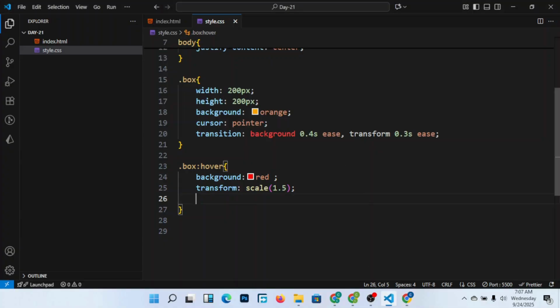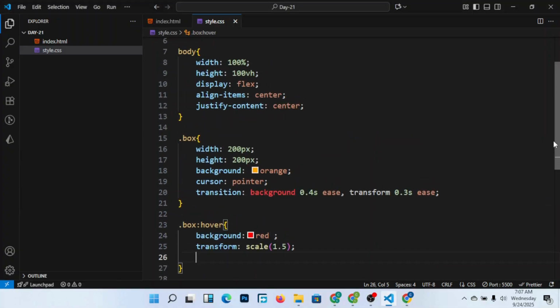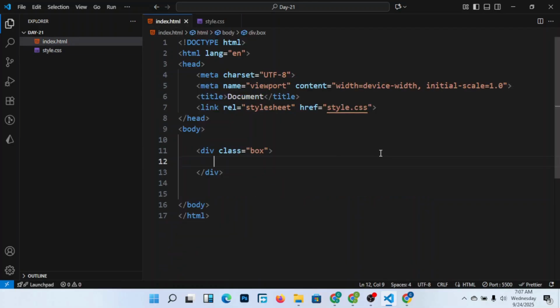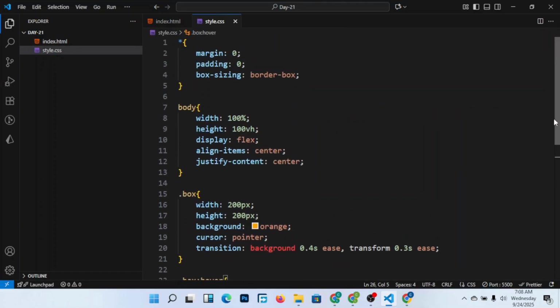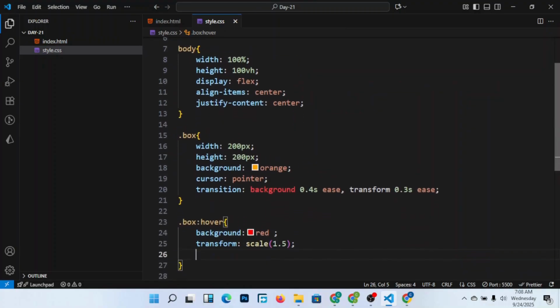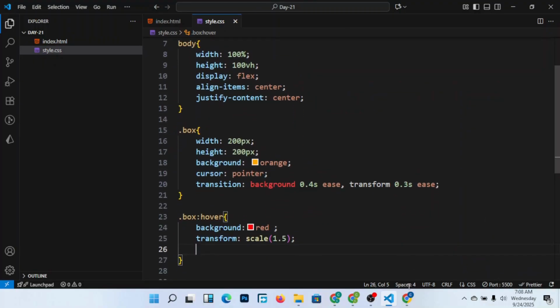You can even try it. My code is here. I just put your box inside the body like that, and even my whole code is here. Remember we did the browser reset at the beginning. It's here. So it brings us this nice thing here.